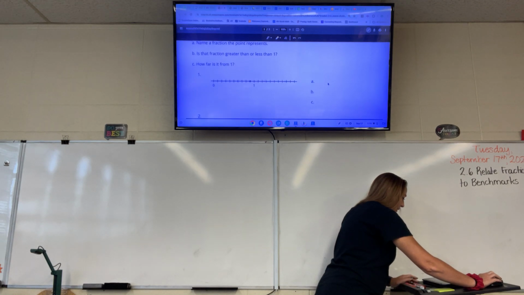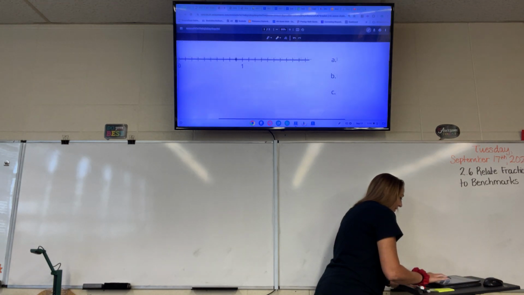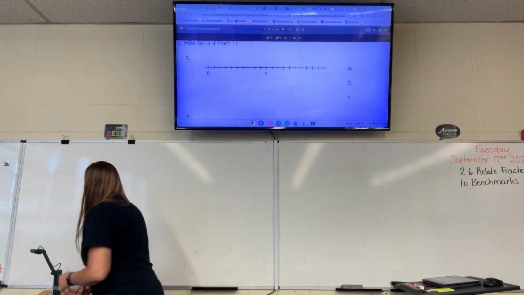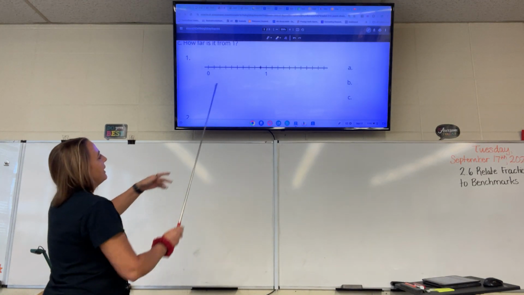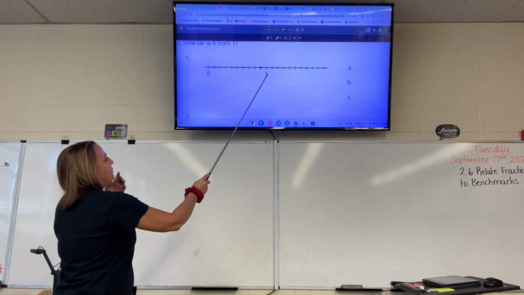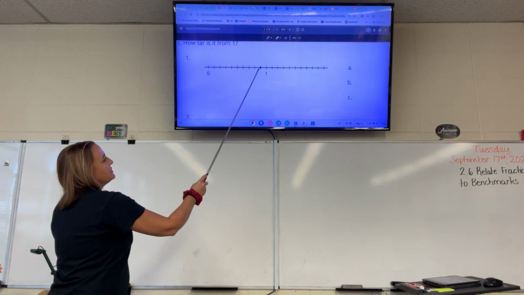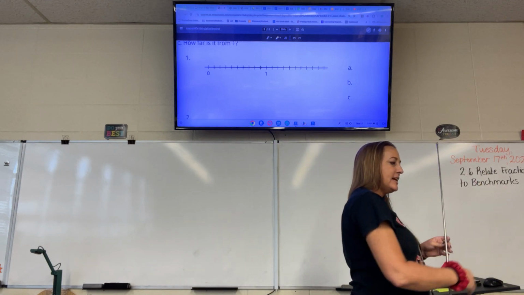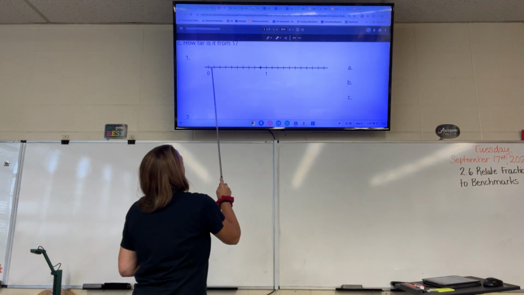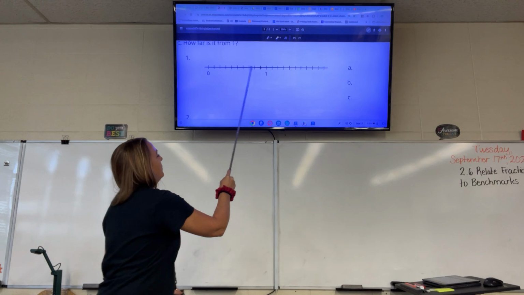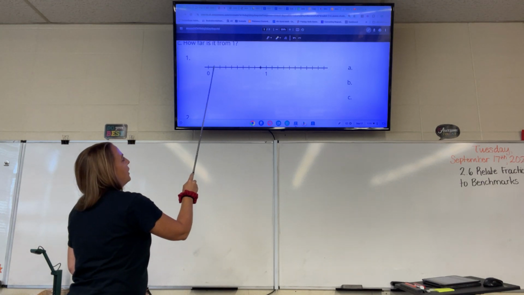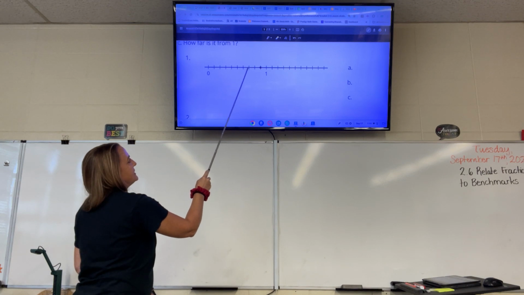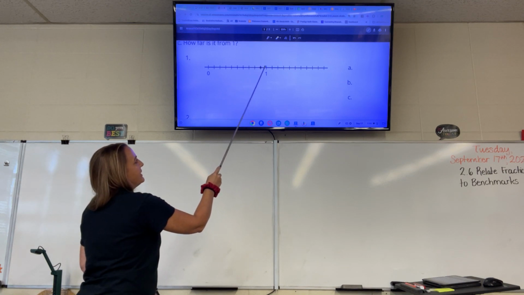So the first one gives us this number line right here. And if we look, we've got 0 here and 1 here. So to figure out what our denominator is, we need to count the tick marks that start here and end at 1 whole. So count with me. 1, 2, 3, 4, 5, 6, 7, 8, 9, 10.